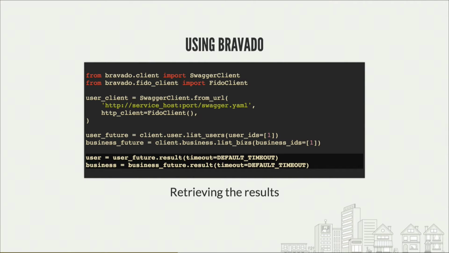and then we call result on these future objects, which will block until the response is there. So why are we doing this? What does this give us?